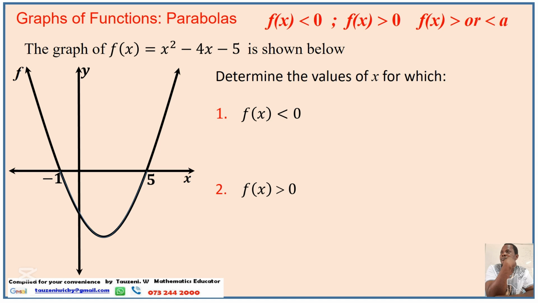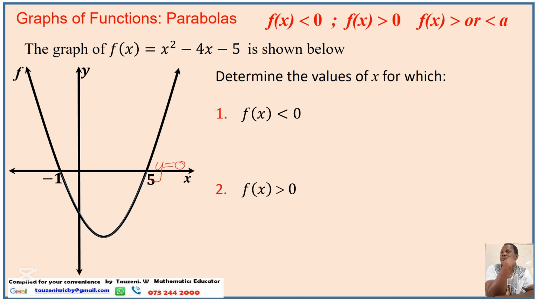How do you find the values of x for which f of x is less than 0 or bigger than 0 or less than or bigger than any number that they may ask you? So to understand this, let's have a look at what happens when a graph is drawn. Now, when you draw your graph, the x-axis, the equation of this line is y is equal to 0. This is the equation of the x-axis. Y is equal to 0.